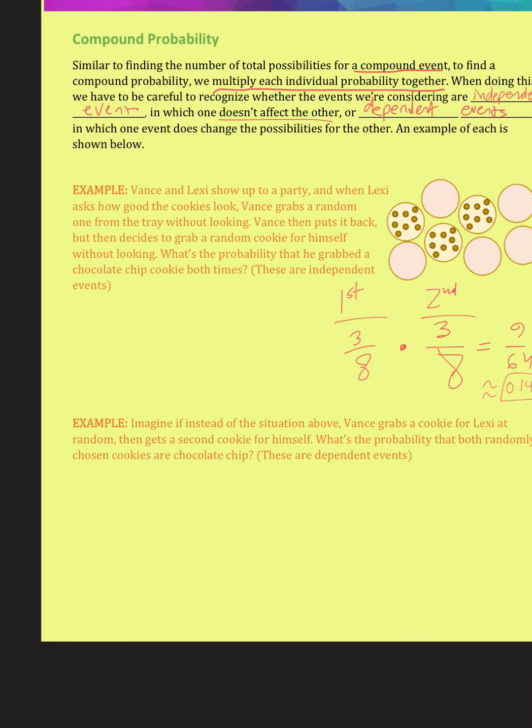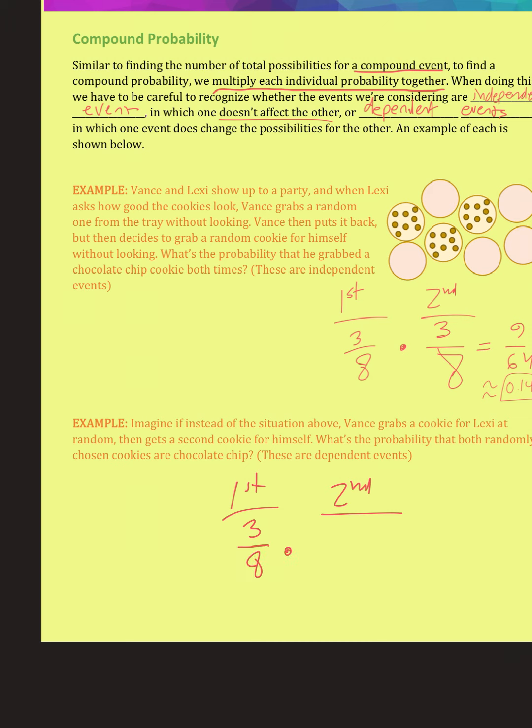That's going to be different than this situation. What if instead he grabs a cookie for Lexi and then gets a second cookie for himself, but he doesn't replace it? He just straight up takes it. Let's look at the first cookie and then the second cookie. For the first cookie, if he grabs a chocolate chip, there are only 3 chocolate chips out of 8 cookies.